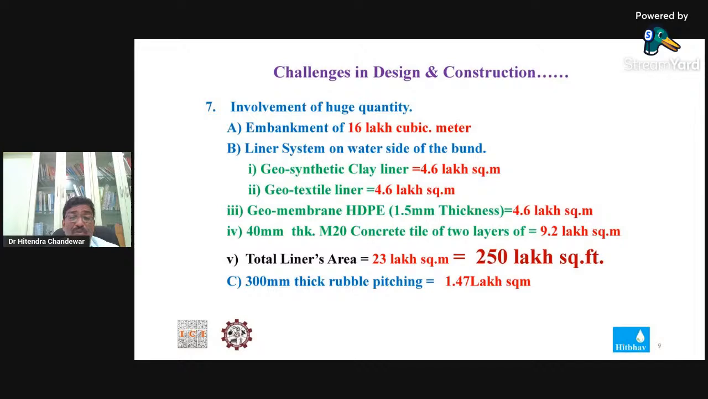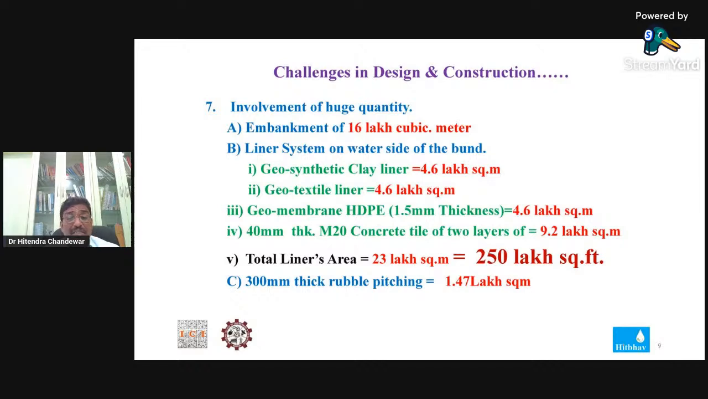a composite liner system of four liners. One is a geosynthetic liner, about 4.6 lakh square meter. Then a geotextile liner, again about 4.6 lakh square meter. Then a geomembrane HDPE film of higher thickness, 1.5 mm, 1500 micron. The quantity was 4.6 lakh square meter.